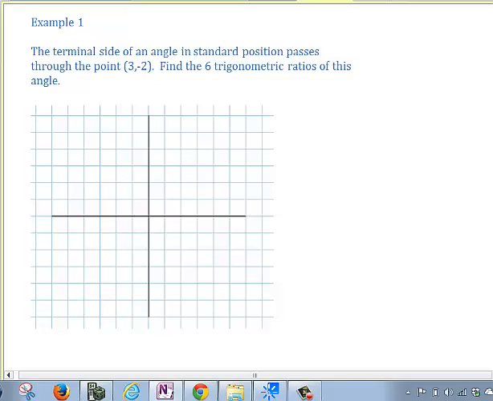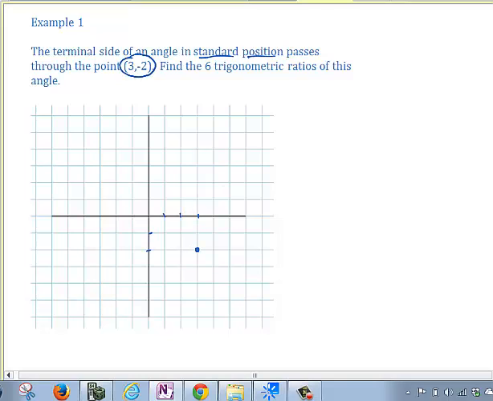It says the terminal side of an angle in standard position passes through the point 3, -2. So it's important that you know how to plot points, and I'm assuming if you made it to pre-calculus, plotting points is not an issue. Find the 6 trig ratios of this angle. So we're going to first plot the point and then plot the angle through that point. So we go to 3, -2. We go out to 3, down 2, and our point would be right there.